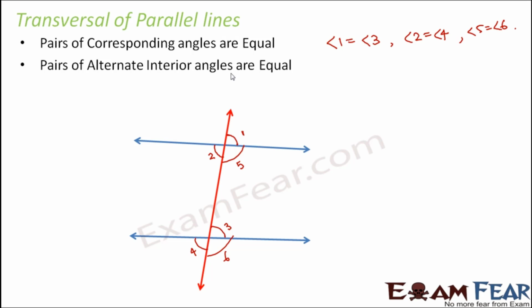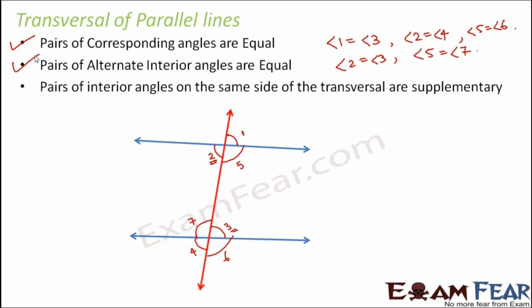Second, pairs of alternate interior angles are also equal. Now which are alternate interior angles? In this case, angle 2 and angle 3 are alternate interior angles, right? So angle 2 is equal to angle 3. Similarly, which is the alternate interior angle for angle 5? This angle, let us call this 7. So angle 5 is equal to angle 7. Now these relationships hold true only in case of parallel lines, only when the transversal is intersecting parallel lines.